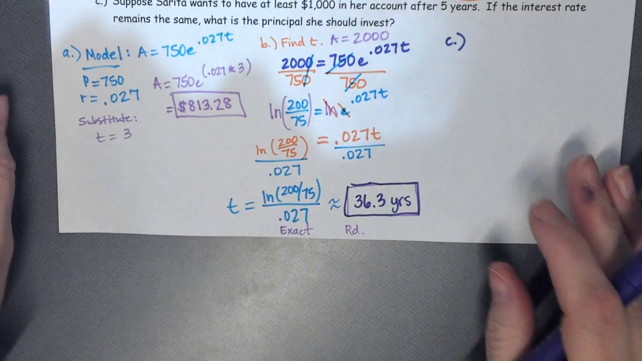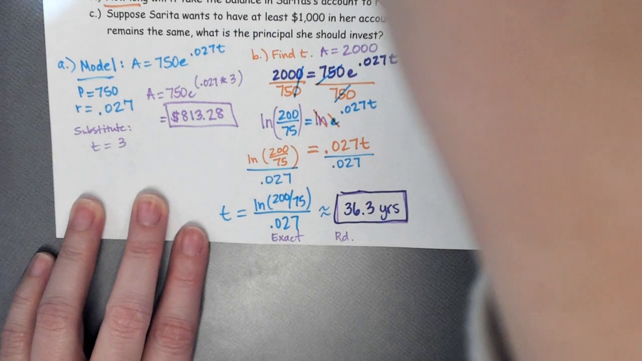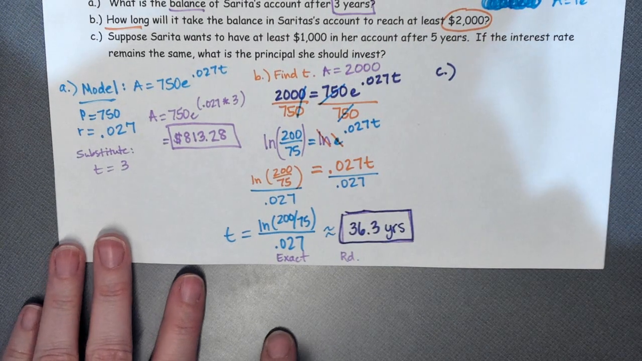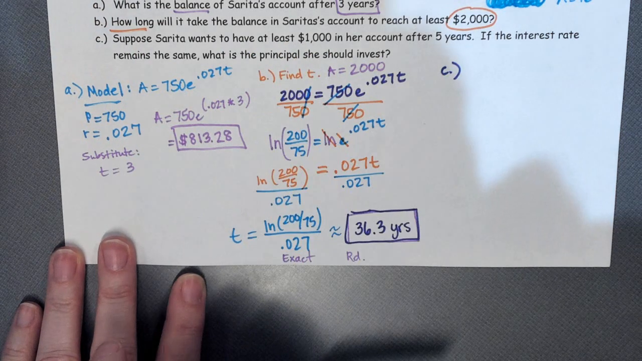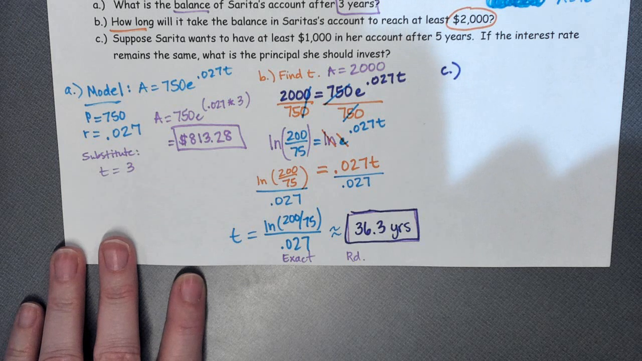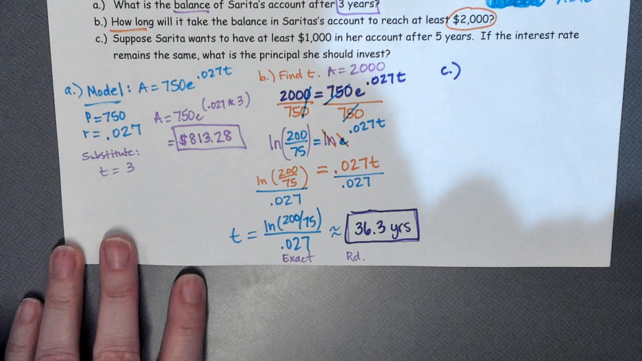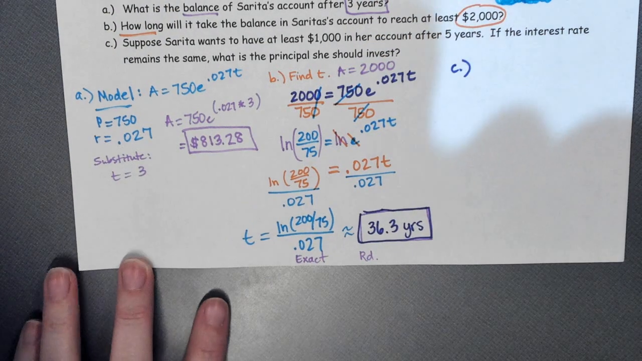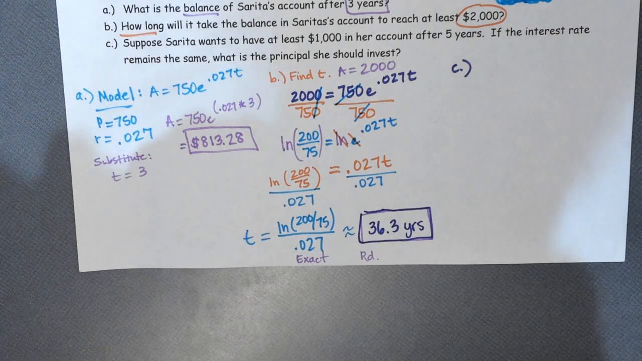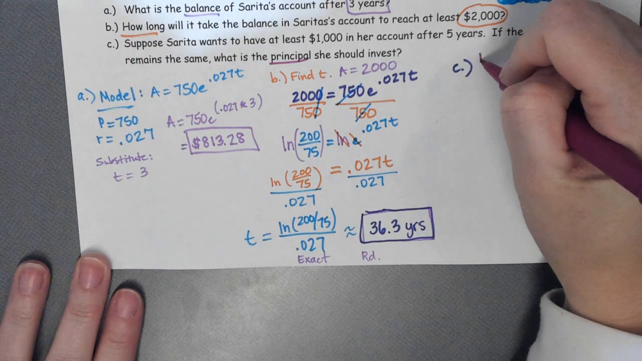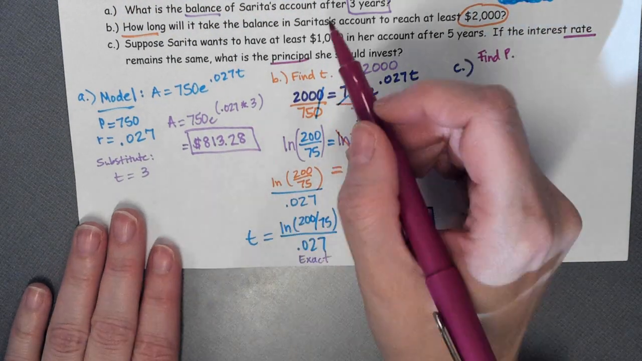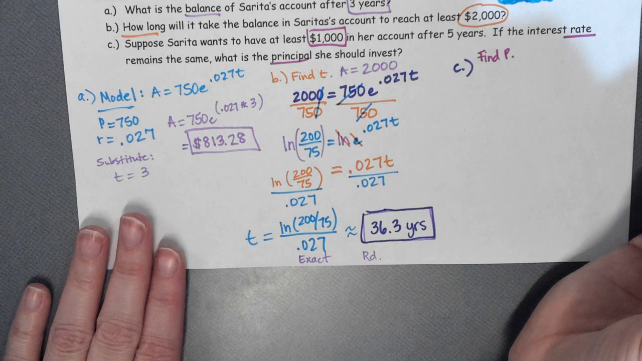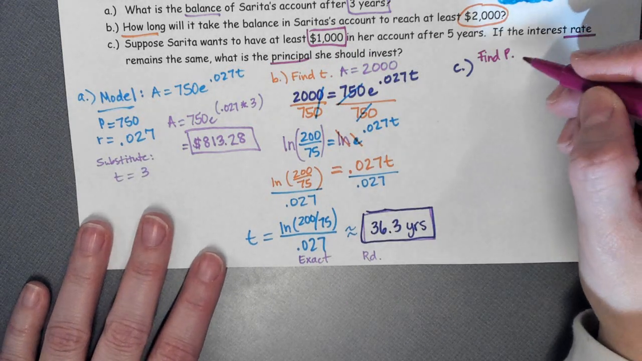Now part C is going to have a similar solving process, but the difference here is it says, suppose she wants to have at least $1,000 in her account after 5 years. If the interest rate remains the same, what is the principal she should invest? If you're trying to find the principal, what variable are we solving for? Yep. So we have to find P. It says the interest rate is the same, and she wants to have at least 1,000 in her account. So the 1,000 is going to go in for what?